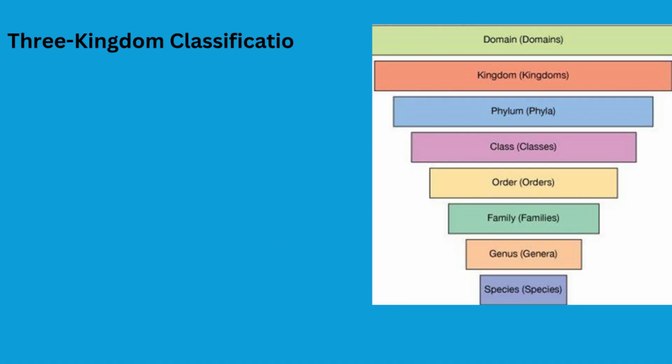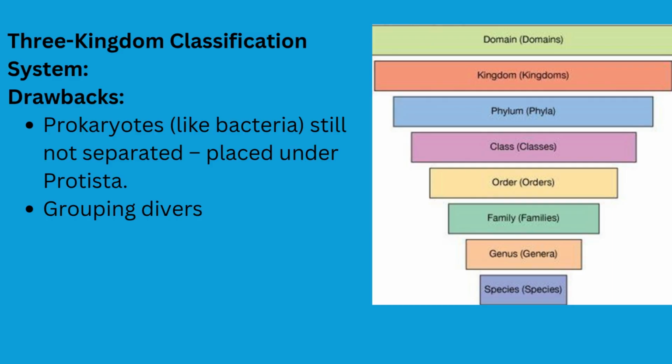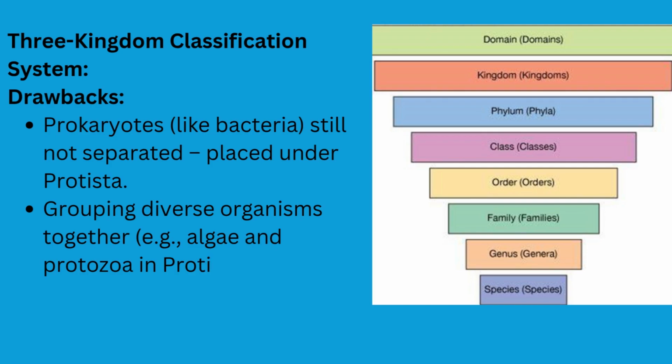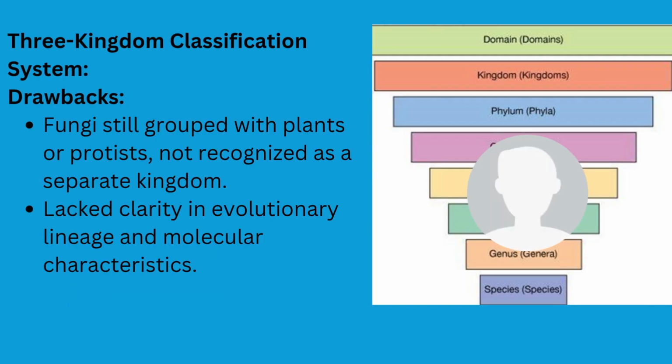There were also many drawbacks in the three-kingdom classification system, such as prokaryotes like bacteria were still not separated and were placed under the Protista. Diverse organisms, despite their differences, were placed in the same group. Fungi was still grouped with plants or protists and was not recognized as a separate kingdom. It lacked clarity in evolutionary lineage and molecular characteristics.